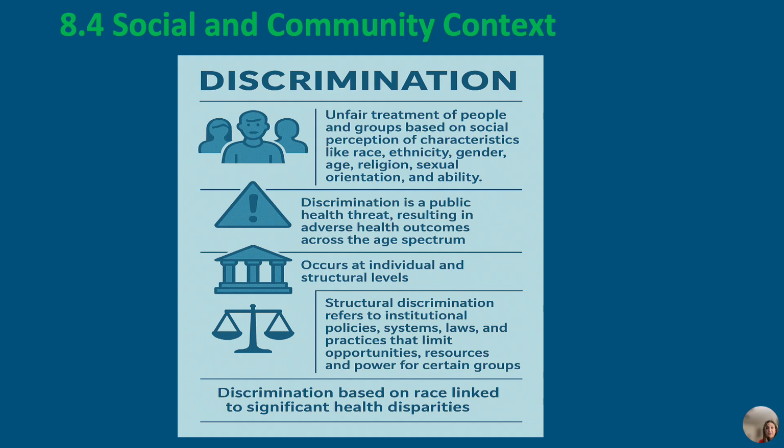Now, when we're talking about discrimination, this is really defined as unfair treatment of people and groups based on social perception, characteristics like race, ethnicity, gender, age, religion, sexual orientation, and ability. It's a public health threat. It has adverse health outcomes, and it can occur on multiple levels, individually and structurally. Structural discrimination is looking at institutional policy systems and laws, and practices that limit opportunity and resources, and where power is really for certain groups. And it can have a very significant impact on health.